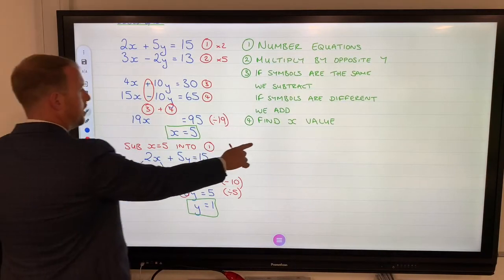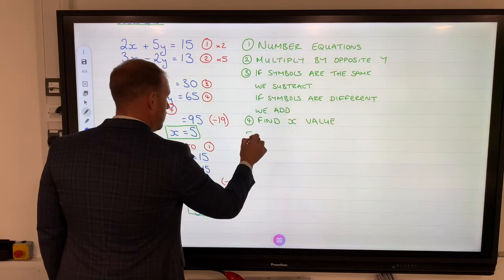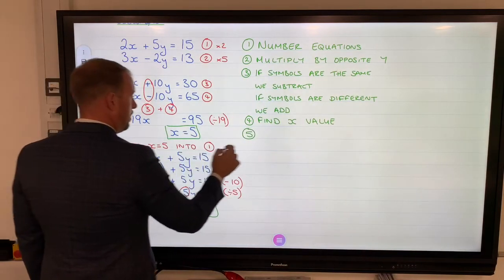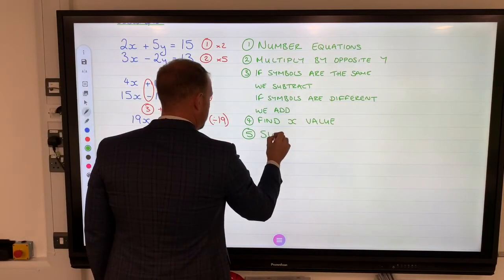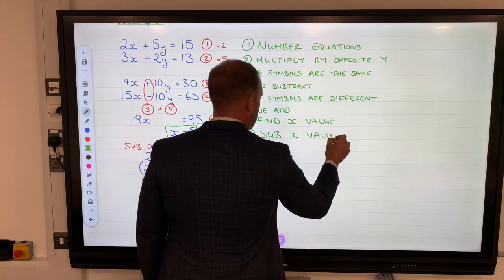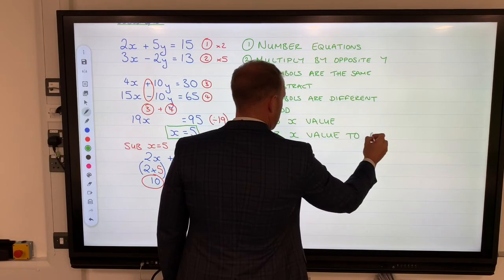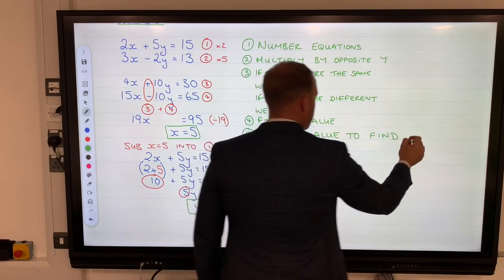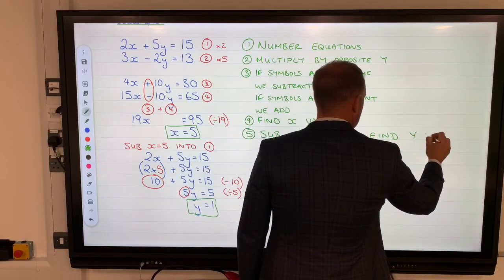Just to finish these steps here, find the x value. That was up to here. So now we sub the x value to find the y value.